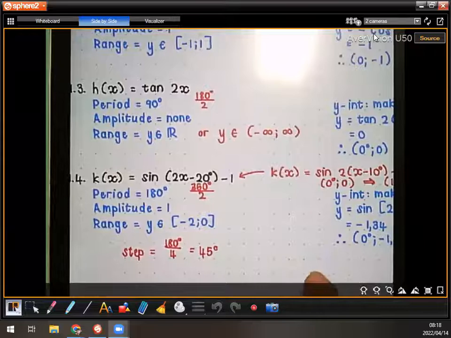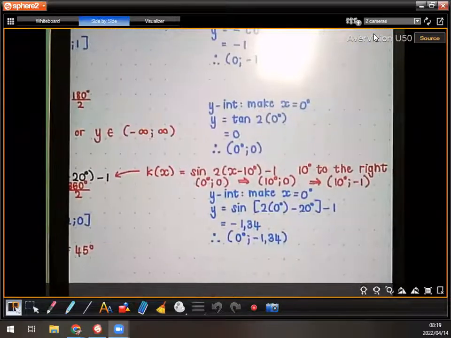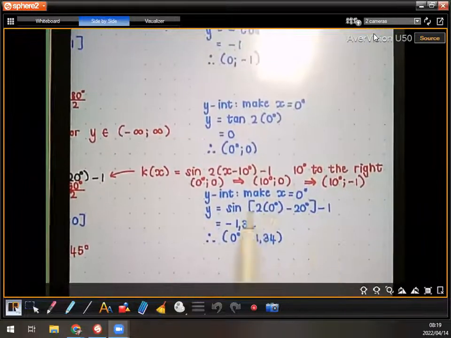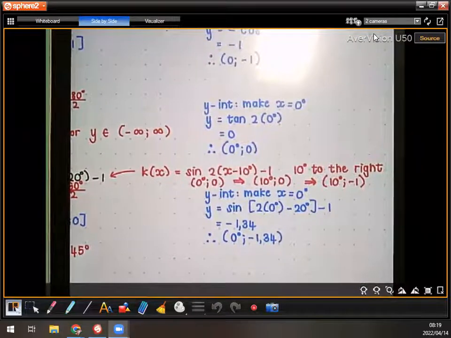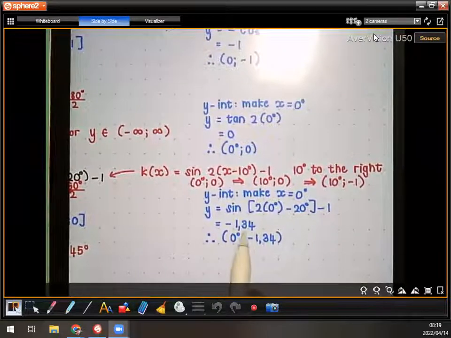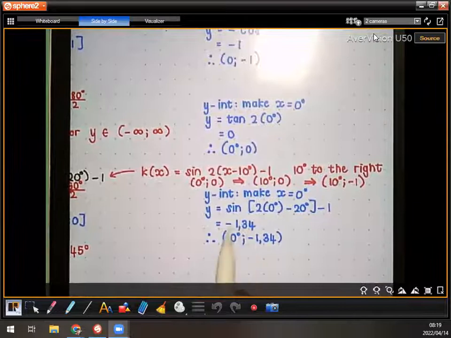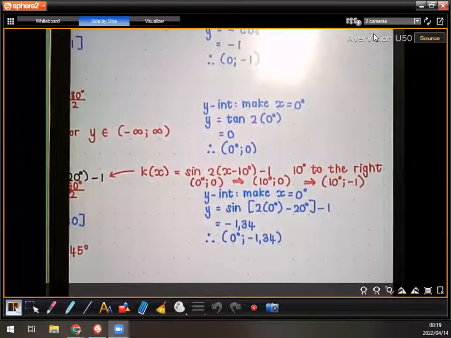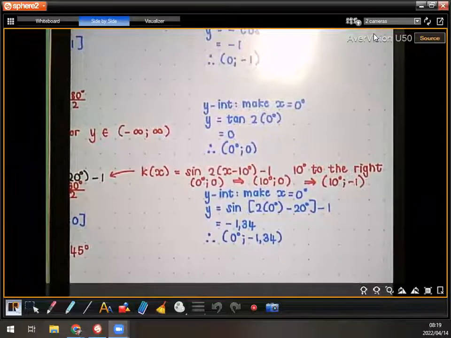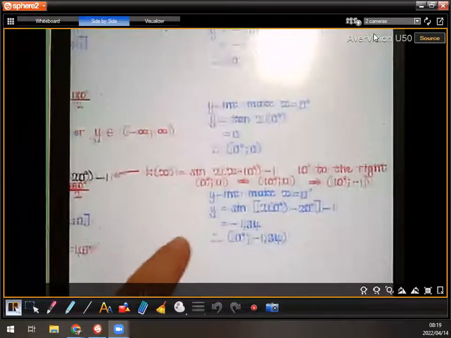All right, y-intercept. Again, you make x equal to 0, so in your equation, you just type that into the calculator. Did we all get negative 1.34? Yeah. Right, so that is the y-intercept. That was the equation so far. This one was quite complicated, this graph.